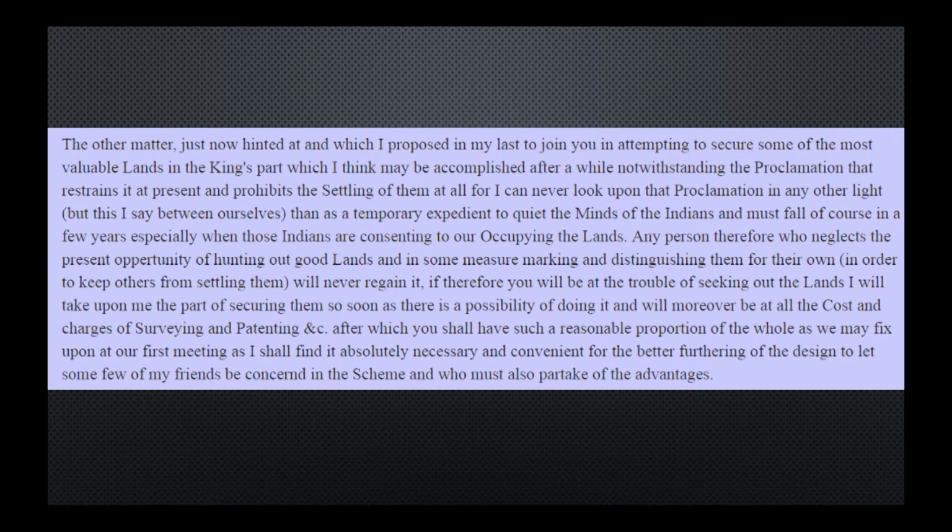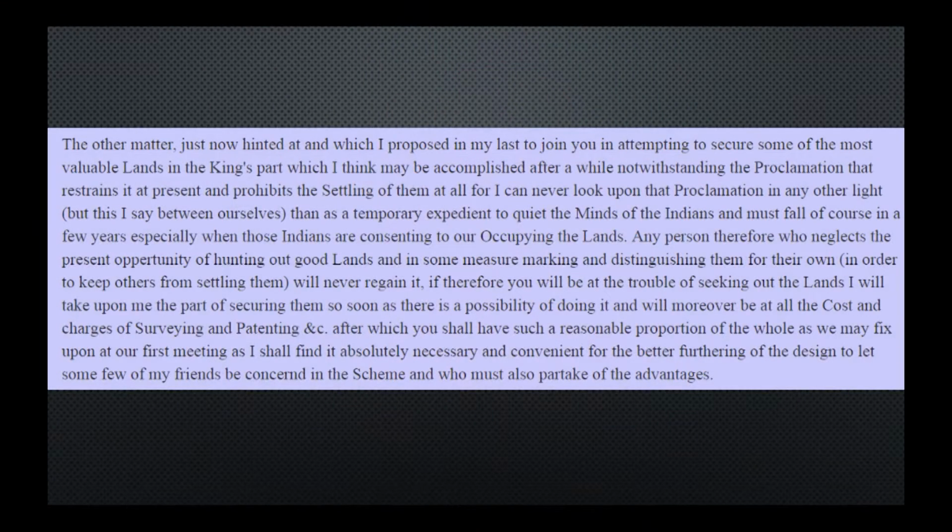After which you shall have such a reasonable proportion of the whole as we may fix upon at our first meeting, as I shall find it absolutely necessary and convenient for the better furthering of the design to let some few of my friends be concerned in this scheme and who must also partake of the advantages. Now that's a mouthful. And I doubt your fifth graders or even your high schoolers are going to have an easy time figuring out what that says.